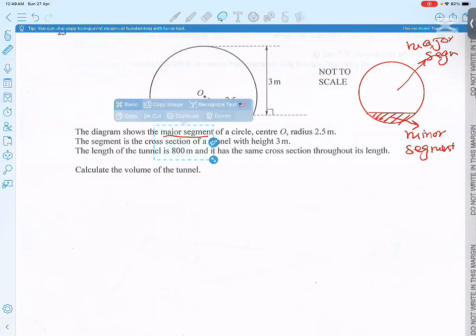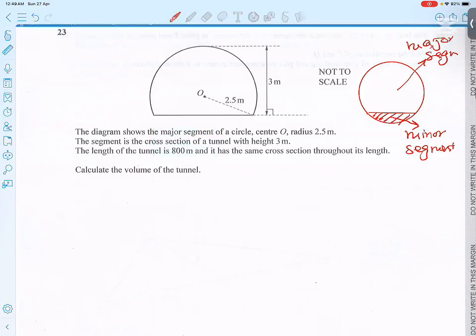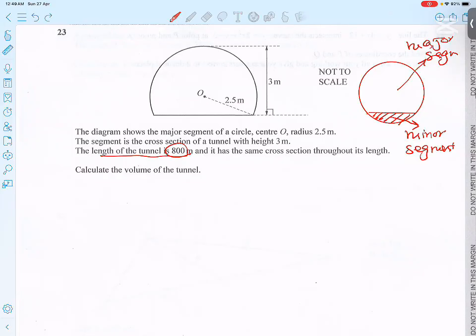How to get the solution of this question? He's saying that this is a cross section, and the length of the tunnel is 800. So find the volume. Basically, what is the plan of action? I'll show you what the planning is.